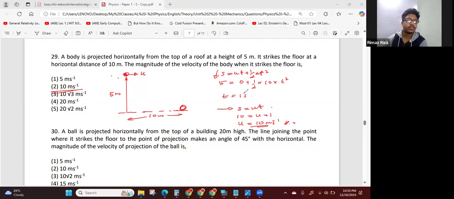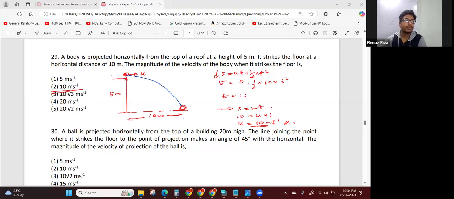Okay, do you want me to explain this question again? A body is projected horizontally from the top of a roof. So a roof of height 5 meters, the body is projected horizontally. It will travel along such a path and hit the ground. The horizontal distance is 10 meters. We need the magnitude of the velocity of the body when it strikes the floor.